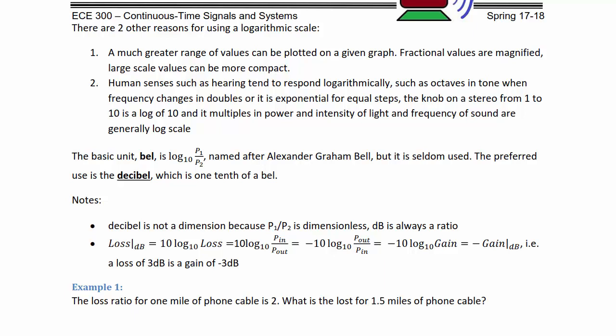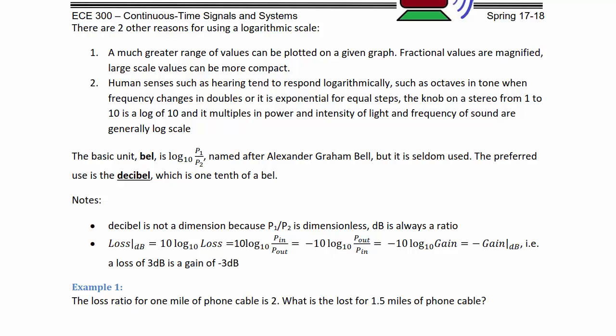Number two, human senses such as hearing tend to respond logarithmically, such as octaves in tone when frequency changes and doubles, or it is exponential for equal steps, such as the knob on a stereo from 1 to 10 is a log of 10, and it multiplies in power. Intensity of light and frequency of sound are generally a log scale, or think about octaves on a piano.